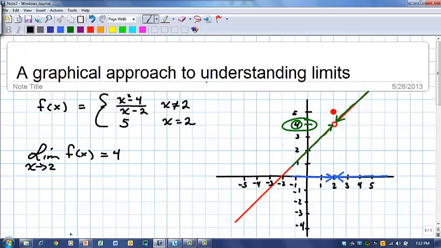Notice that the limit of the function is not equal to the value of the function, because the value of the function by this definition at 2 is equal to 5. So the idea of the limit is the value that the graph is approaching, and it's not necessarily equal to the value of the function.